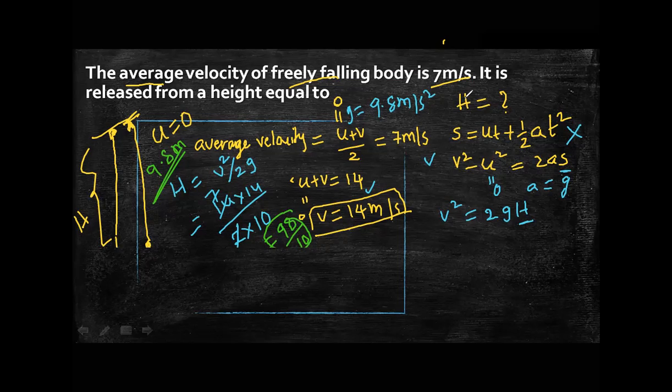V square minus U square is equal to 2as. There you can keep u equal to 0, a equal to g. From that, v square equals 2gh. So there you substitute the g value 9.8 or 10. V value is 14. So 14 into 14 by 2 into 10, you got 98 by 10, which is 9.8. Is it clear? Can I close it, dear?